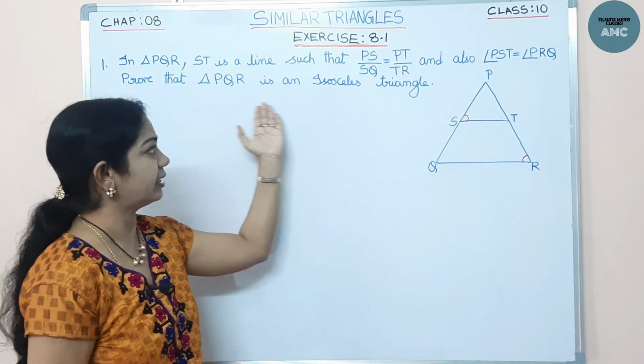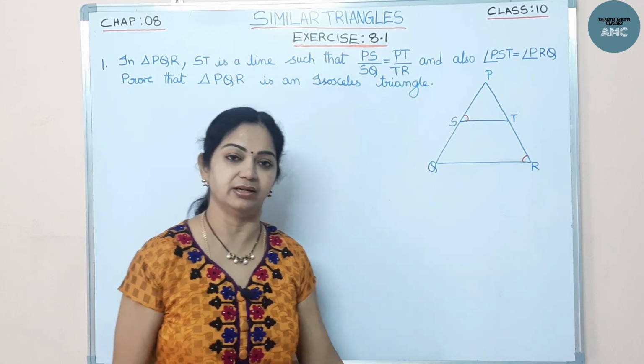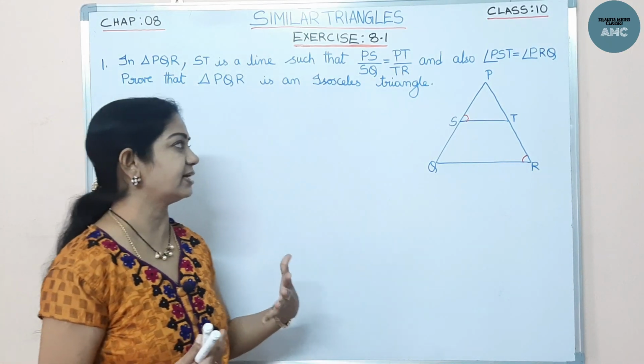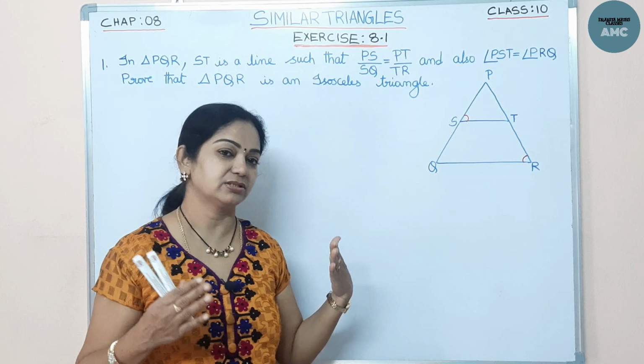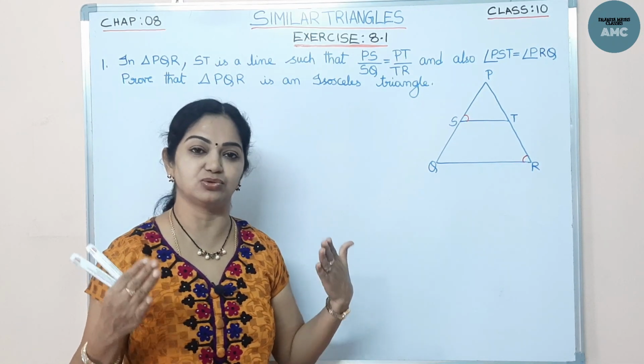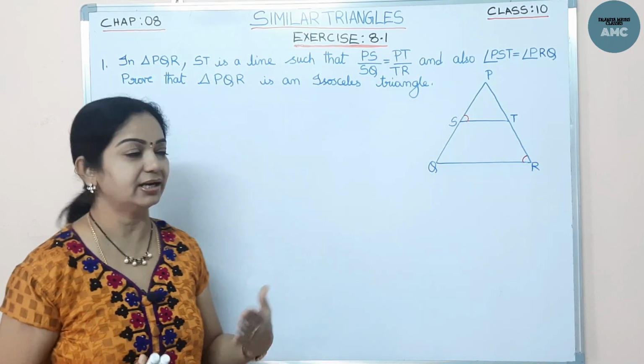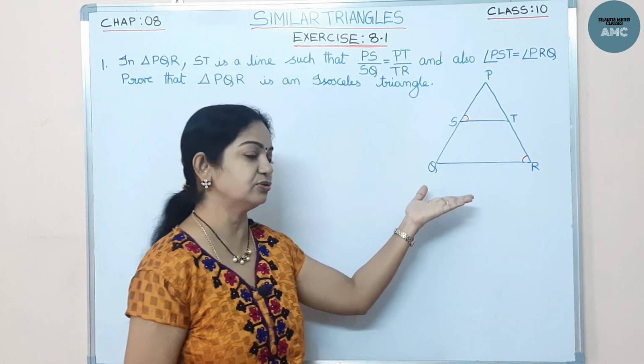So the given and the proof. The proof is that we have to prove that this is an isosceles triangle. And by the way, what is an isosceles triangle? An isosceles triangle is nothing but it is having two sides equal. That means out of three, two of its angles are equal. That is an isosceles triangle that we need to prove.